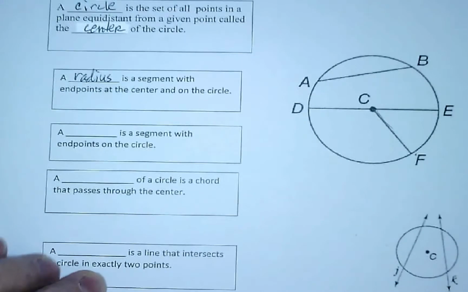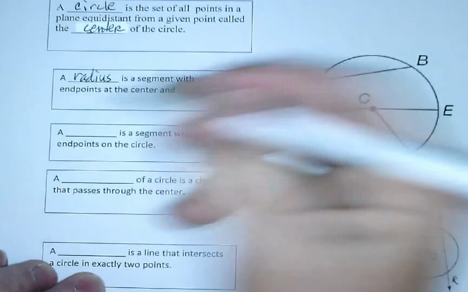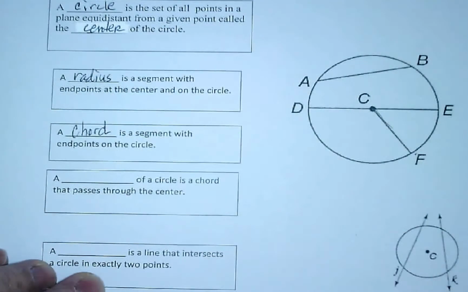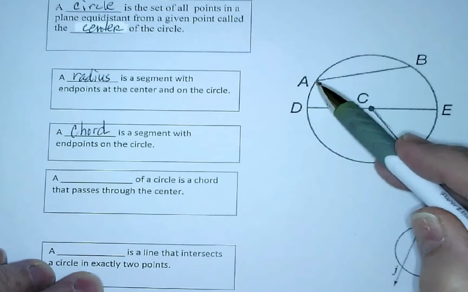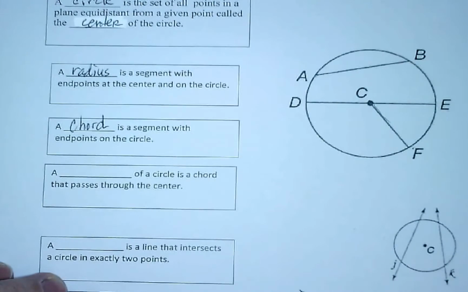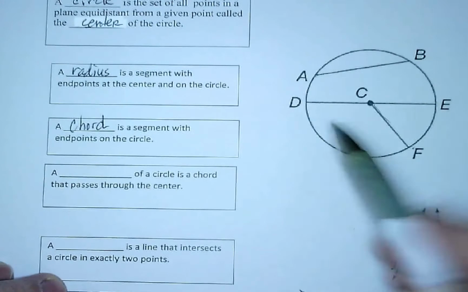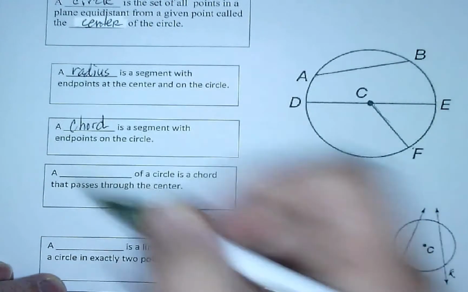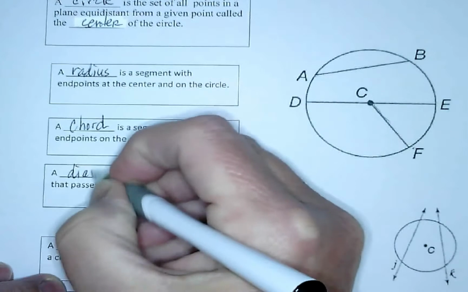A segment that has endpoints on the circle is called a chord. Looks like chord, but we call it chord. For example, over here, segment AB would be a chord. A blank of a circle is a chord that passes through the center. So that would look something like from D over to E. That segment is called the diameter.